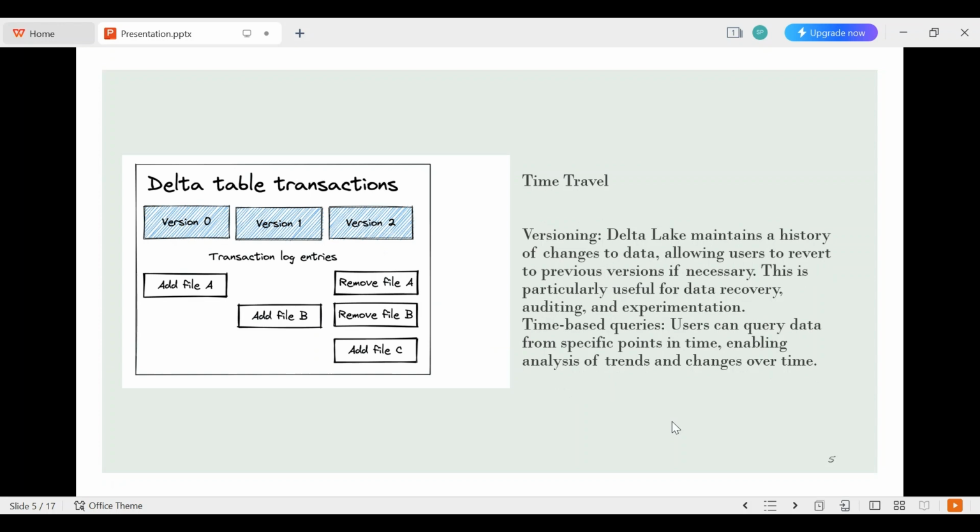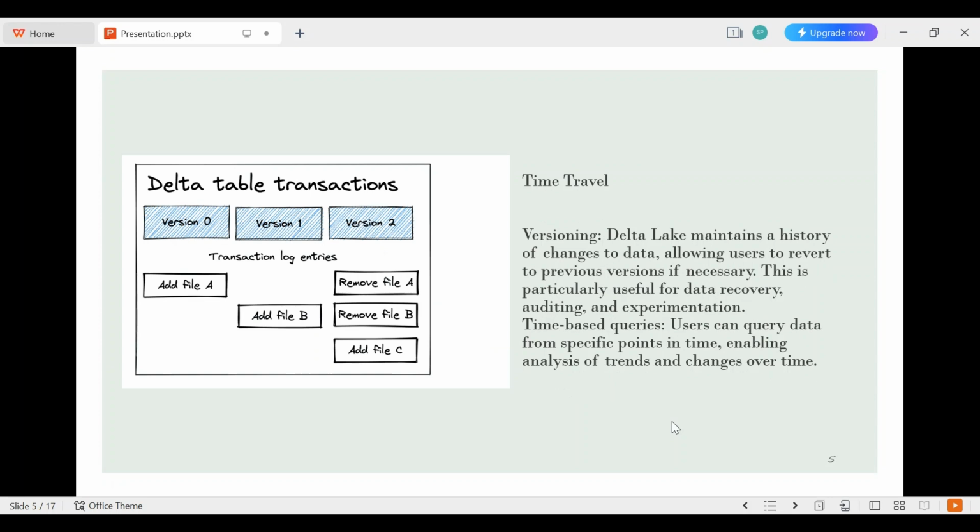With versioning, Delta Lake maintains the history of the data, allowing users to revert to a previous version if necessary. This is particularly useful for data recovery, auditing, and experimentation. Suppose you lost some data and want to recover it, Delta Lake supports that. And if you want to audit what happened in the previous data when it flowed, that capability is also in Delta Lake.